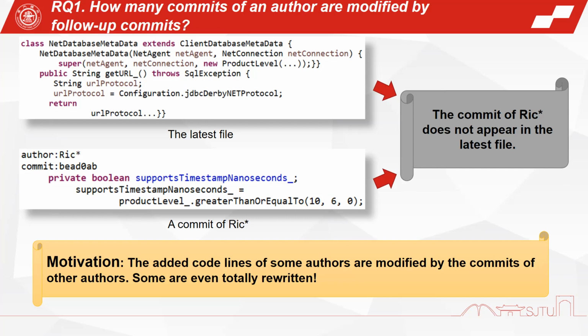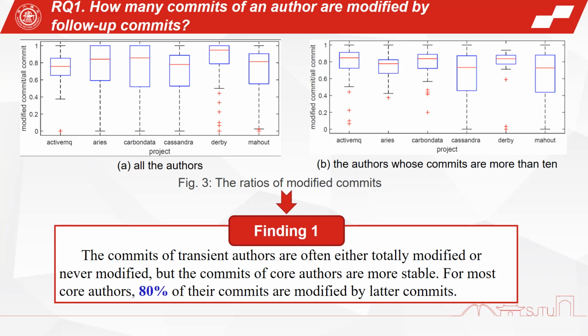RQ1. How many commits of an author are modified by follow-up commits? Some code authors are hidden in file revision histories because the added code lines of their commits are modified by the commits of other authors. To explore the relevance of our target problem from the perspective of commits, we count how many commits of an author are modified by other commits. We got finding 1. The commits of transient authors are often either totally modified or never modified, but commits of co-authors are more stable. For most co-authors, 80% of their commits are modified by later commits.